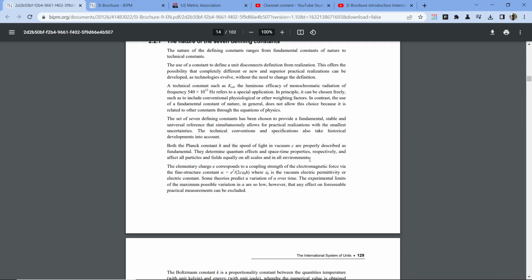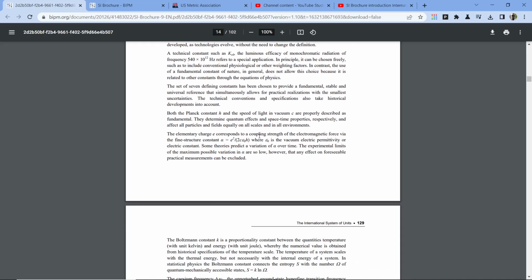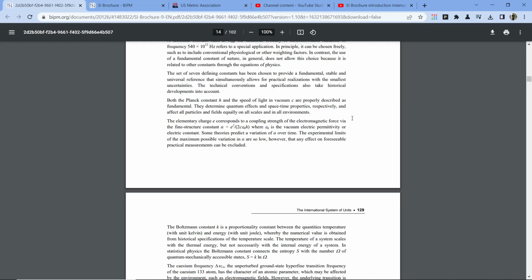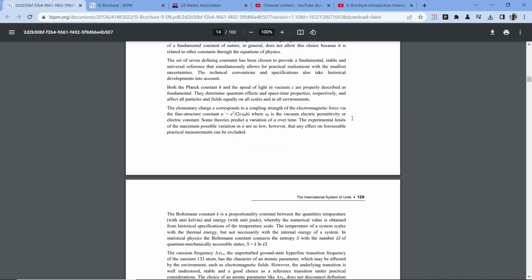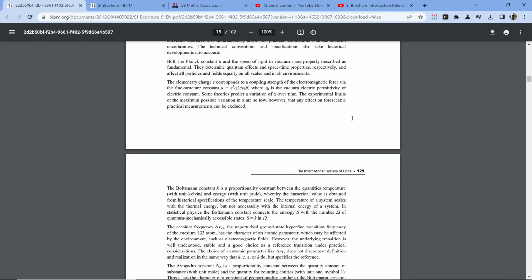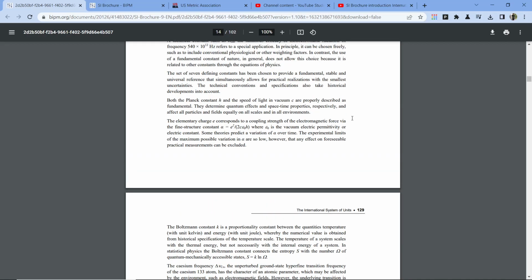The elementary charge e corresponds to a coupling strength of the electromagnetic force via the fine structure constant alpha equals e squared divided by 2c epsilon sub 0 h, where epsilon sub 0 is the vacuum electric permittivity or the electric constant. Some theories predict a variation of alpha over time. The experimental limits of the maximum possible variation in the fine structure constant are so low, however, that any effect on foreseeable practical measurements can be excluded.